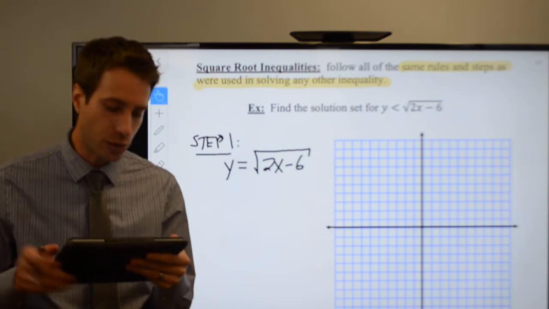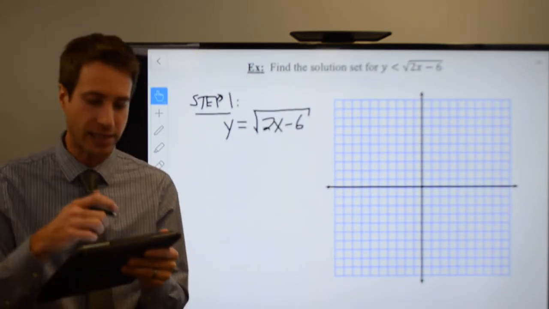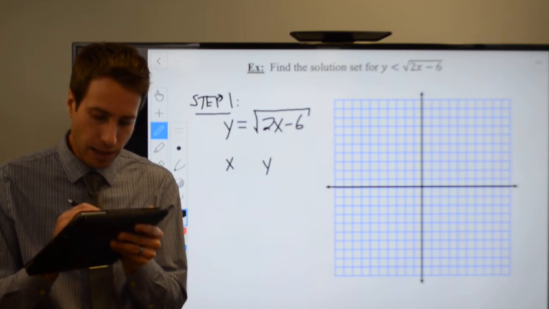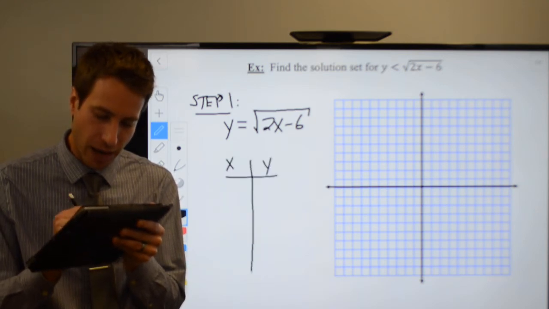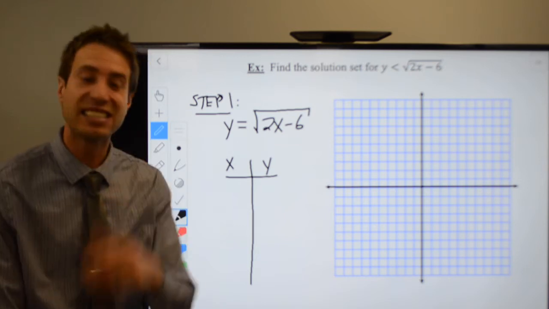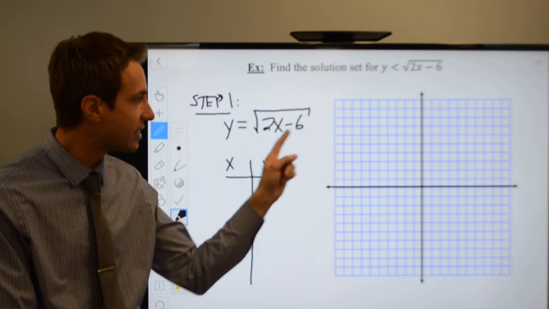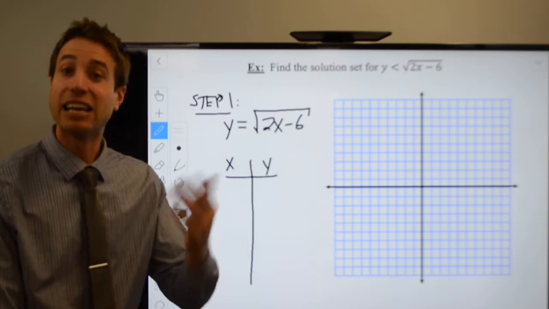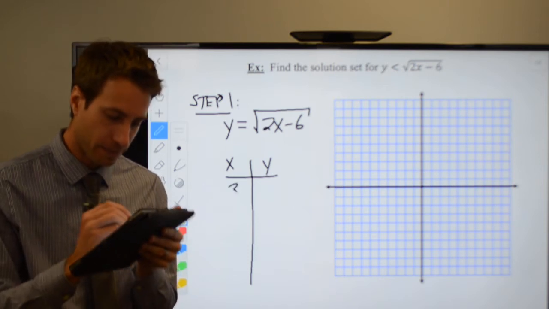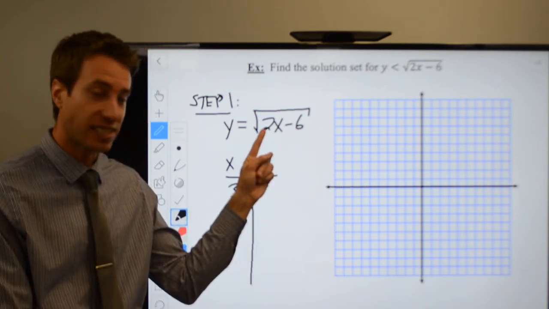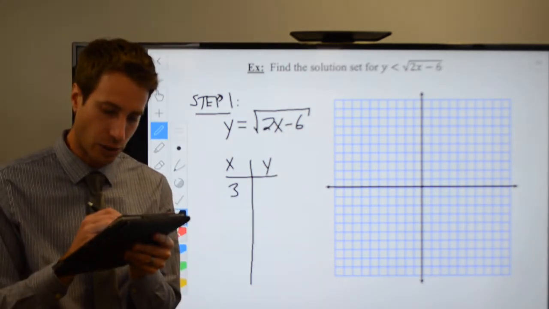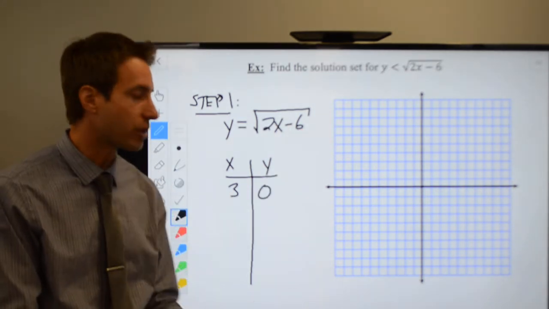Well, we already know how to do that thanks to previous example problems. I need to set up an XY table and choose some smart values, right? I want things that give me a perfect square. We're going to start off with 0. I need to figure out how to get a 0 under here. And it looks like if I plug in a 3, 3 times 2 is 6. 6 minus 6 is 0. The square root of 0 is 0. So my first point is going to be 3, 0.